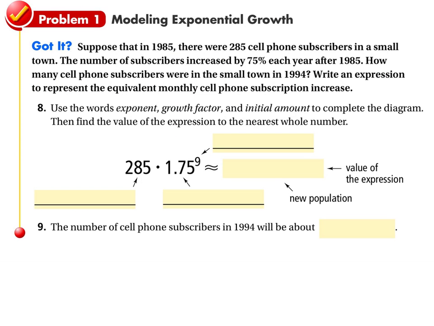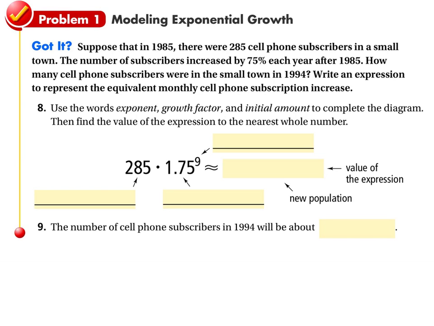Let's take a look at what this looks like in a story problem. So in 1985, there were 25 cell phone subscribers in a small town. The number of subscribers increased by 75% each year after 1985. How many cell phone subscribers were in the small town in 1994?